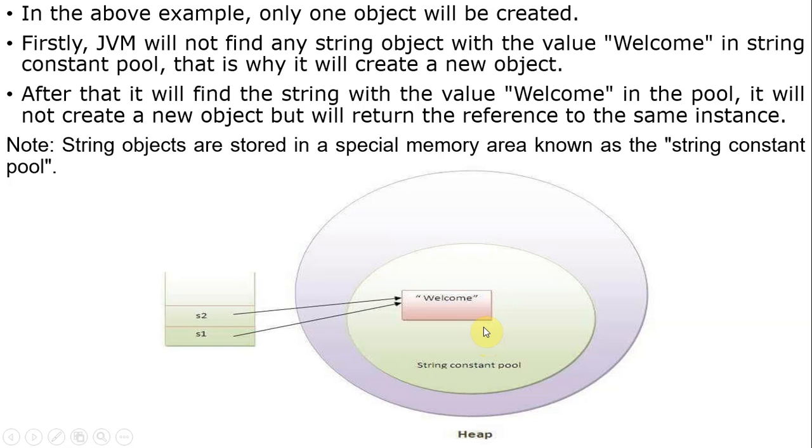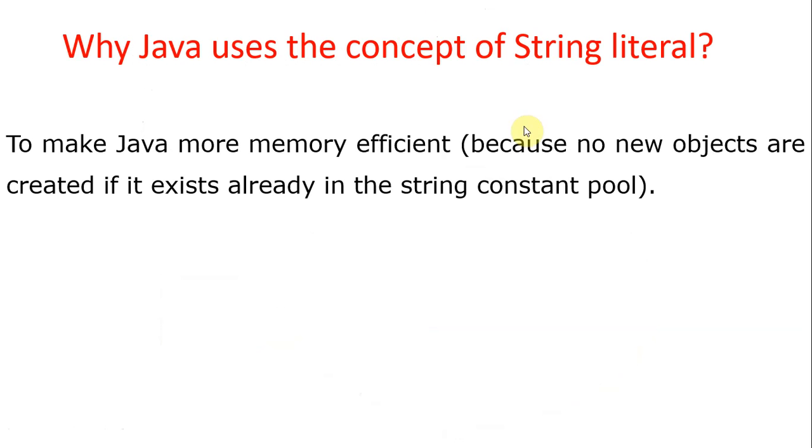But when it comes to the Java string literal concept, what is happening here? The JVM checks whether the string literal is already there in the string constant pool. If it is not, then it will create it. If it already exists, it won't create it, and it will return the reference. So memory is saved. Memory management is happening efficiently here. That's why we are using string literals.